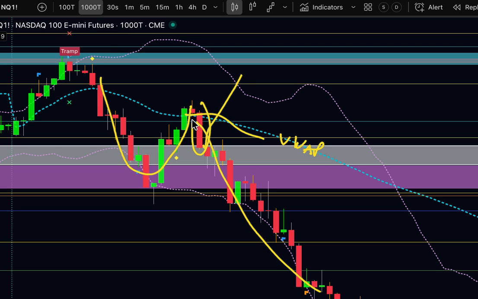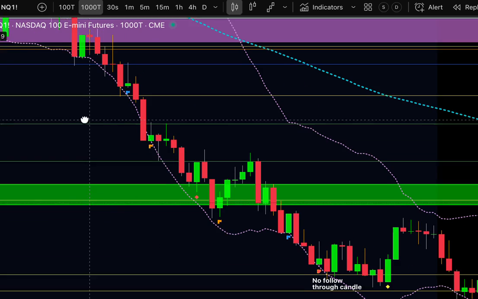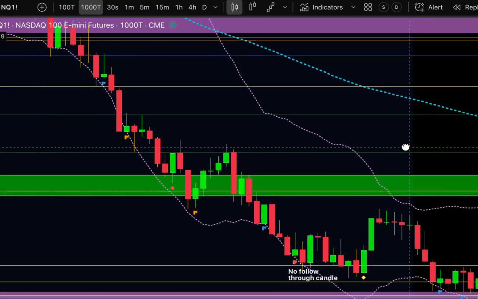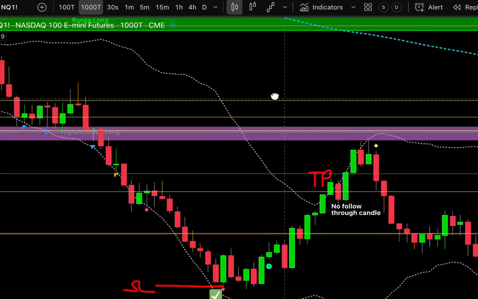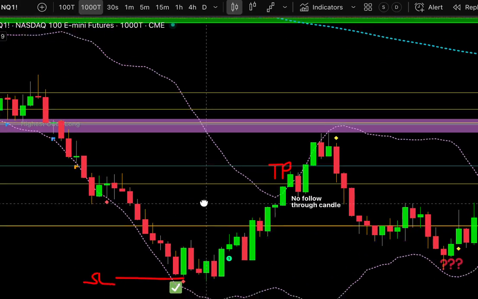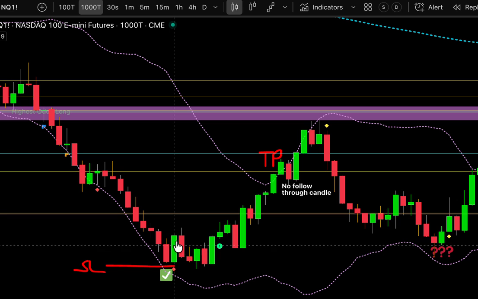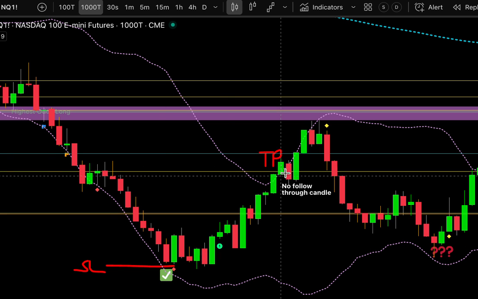engulfing candle too. You got an engulfing candle off of the VWAP. You damn sure know I'm going to trade that. No two ways about that. But if we get into actual business hours over here, we do have an engulfing candle for Bollinger Band here and right there. And then we come up, we take our profit here. There's no follow through candle on this one. This engulfing candle for Bollinger Band here has no follow through, so would not touch it.